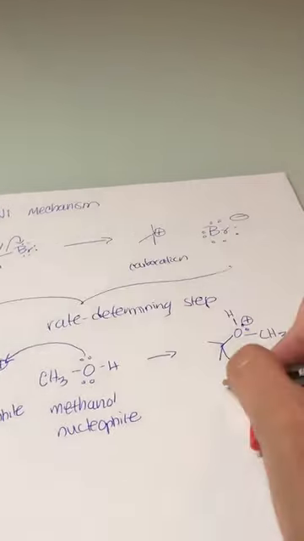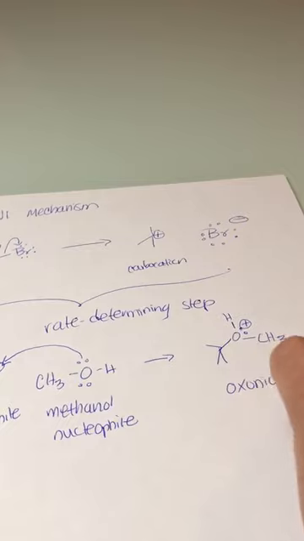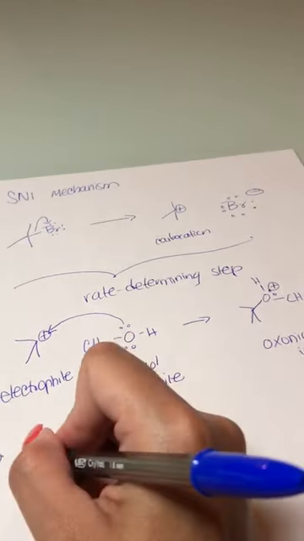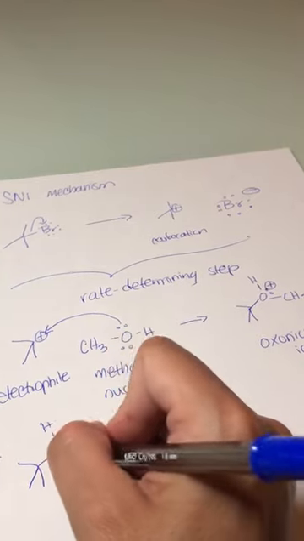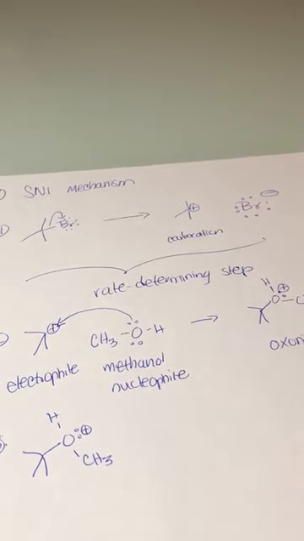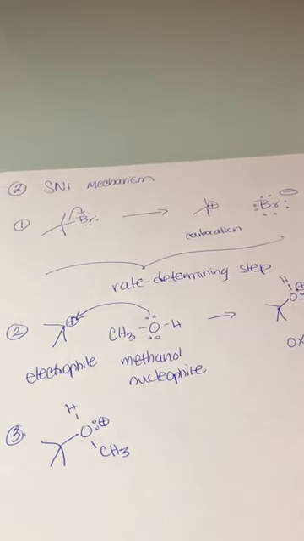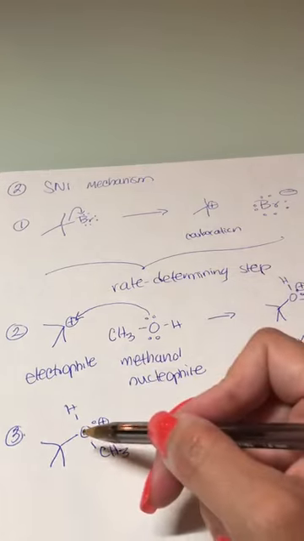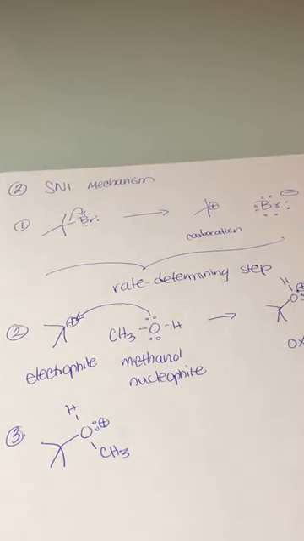You will have the oxonium ion. This is known as the oxonium ion. So let's just draw it again here. And now you have oxygen with a positive charge. Oxygen does not like to have a positive charge on it because it's an electronegative atom. So whenever you have an oxygen with a positive charge, you want to find a way to remove that charge.